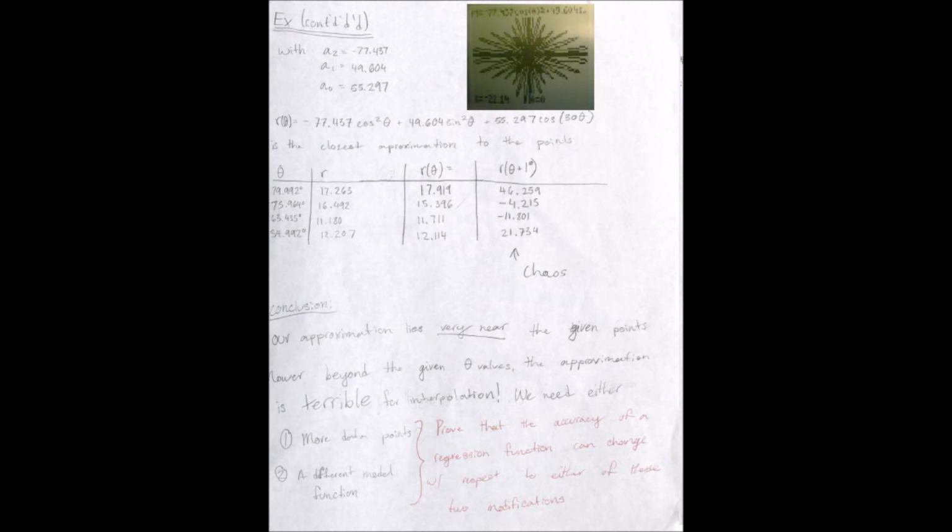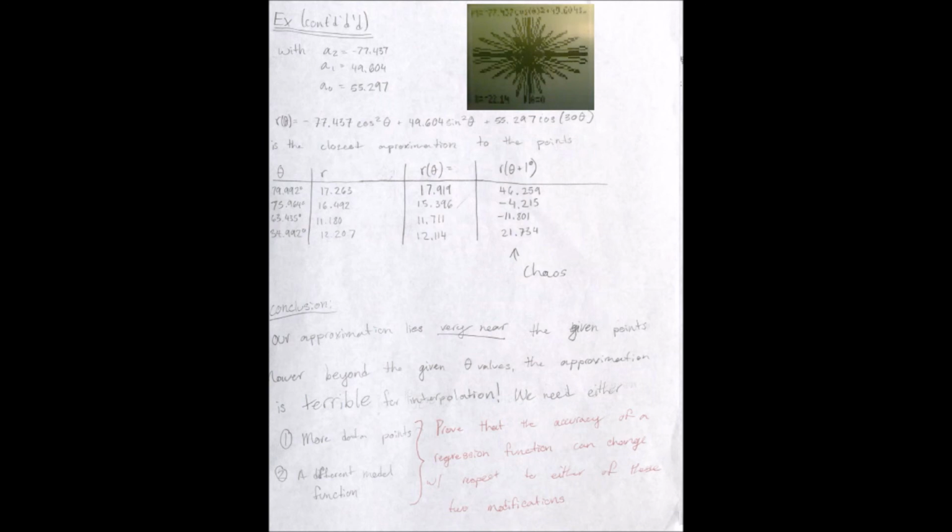But what happens when we go just 1 degree beyond those theta values? Well, our radius just blows up. So going from theta equals 79.992 to 80.992, our radius goes from 17.9 all the way up to 46. For the other points, that drops down to -4, go from 11 all the way to -11, and from 12 to 21. And what this is showing us is, without even graphing it, we can tell that our polynomial regression function is chaotic. It's terrible.